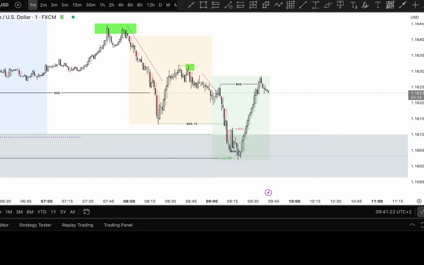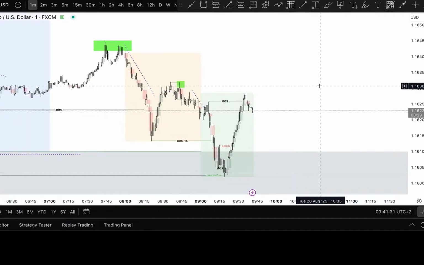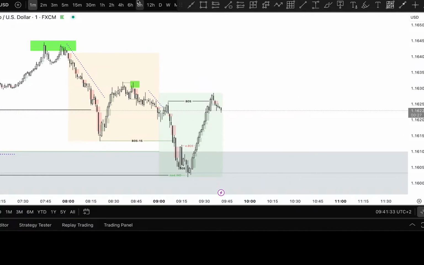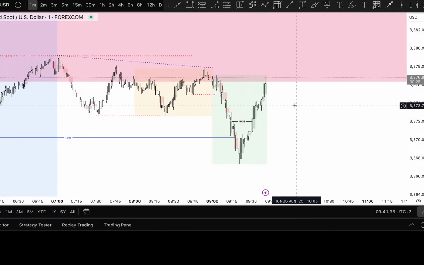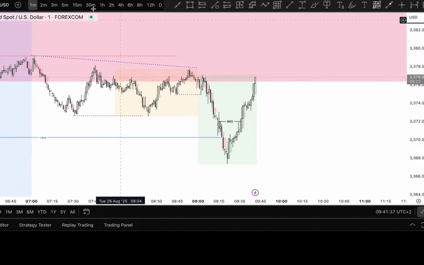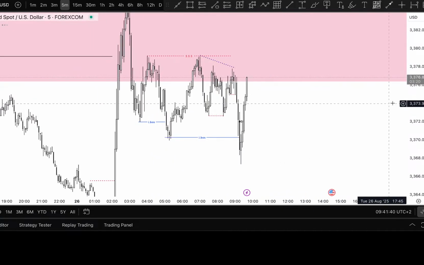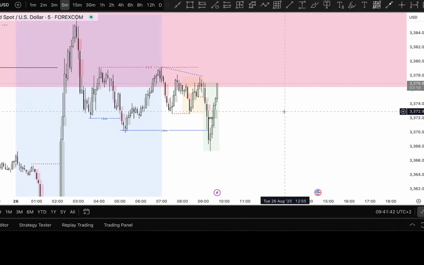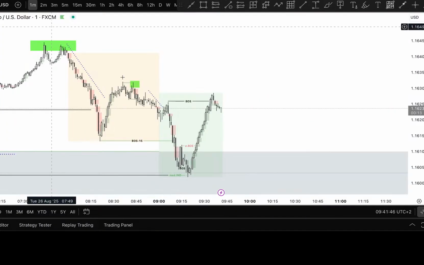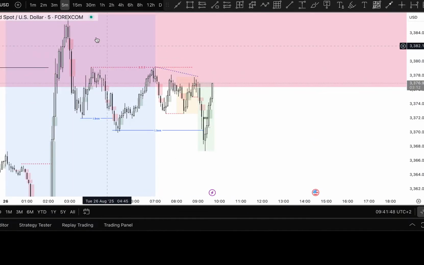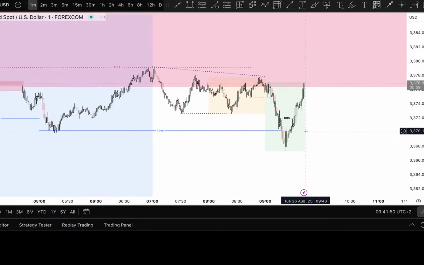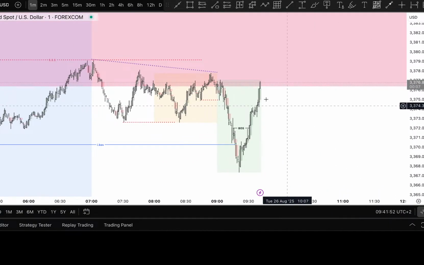Wonderful. Well, let's see what's happening. Yeah, the gold is shooting up like anything. It's going to take this liquidity. I don't think this is going to get me another trade here in the gold. If it touches here, it might come down.